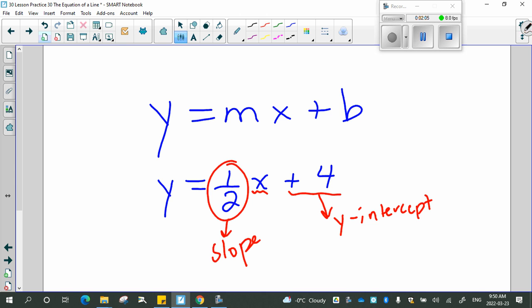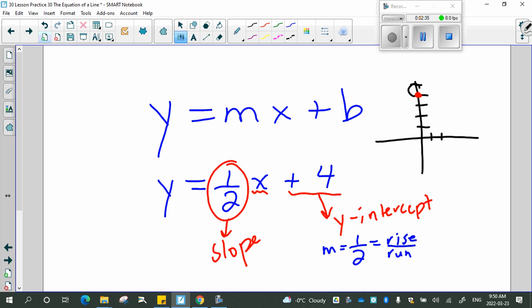Okay, so if you were drawing a picture of this, then you would know at 4, there's a point there. The y-intercept is positive 4, okay? And then you could use the slope, because you know slope is rise over run, to get more points. So you can rise up one, and over two, and that would be another point on your line. Okay? So that's why it's important to know the y-intercept, because that's where you start, okay? And then use the slope number to get all your points that lie on the line.